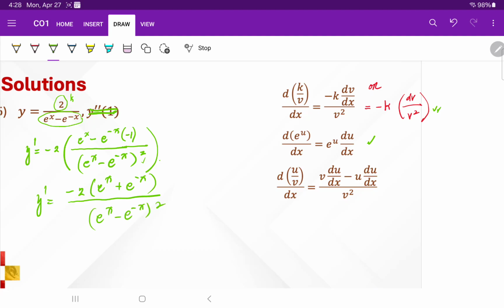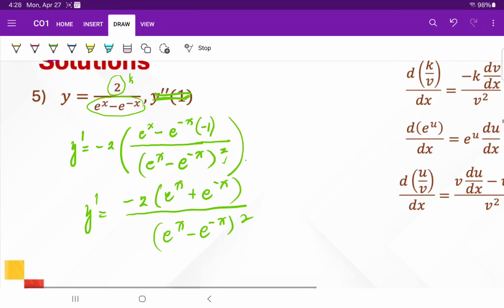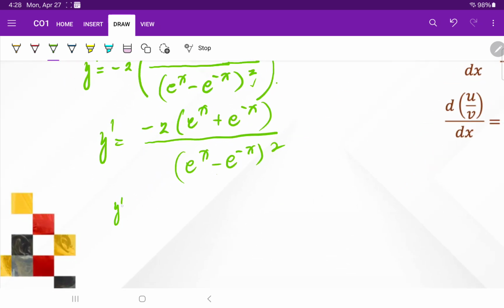over e to the x minus e to the minus x, squared. Okay. So again, can we cancel? We could not. We can't cancel e to the x plus e to the minus x because in the denominator you have minus. So how do we simplify this? Let's get rid of the negative exponent. So we have negative 2 times e to the x plus 1 over e to the x. In the denominator, you have e to the x minus 1 over e to the x. And we square this.